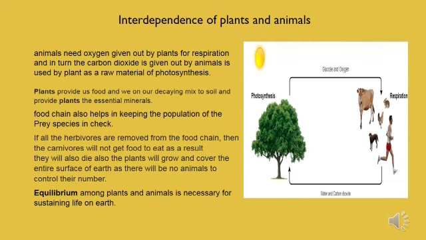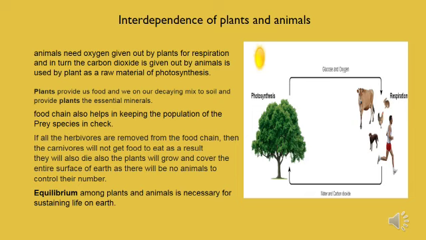Life on Earth is possible due to the balance that exists among all organisms. Plants are not able to survive if animals are not there. Neither will animals be able to survive without plants. Animals need oxygen, which is given by the plants through photosynthesis, for respiration, and plants need carbon dioxide for photosynthesis, which is given out by animals during respiration.